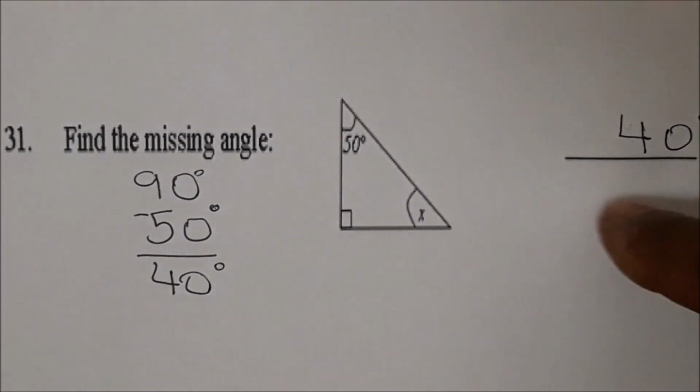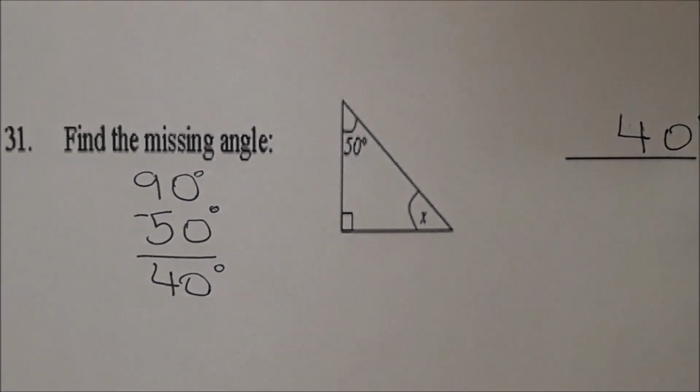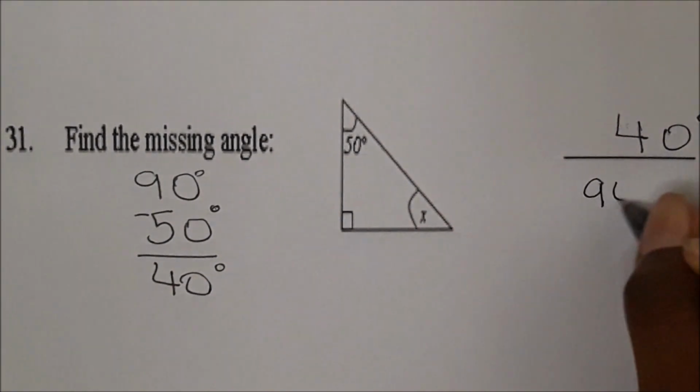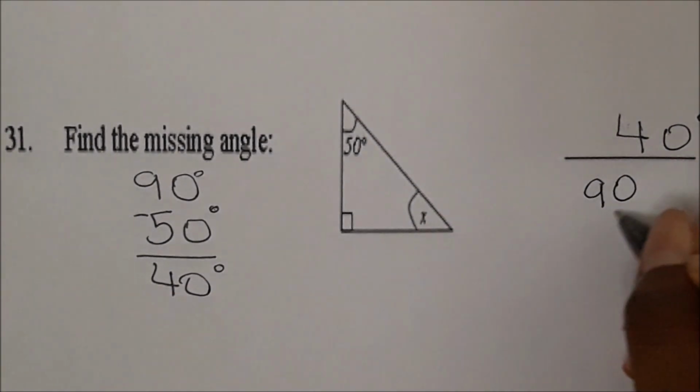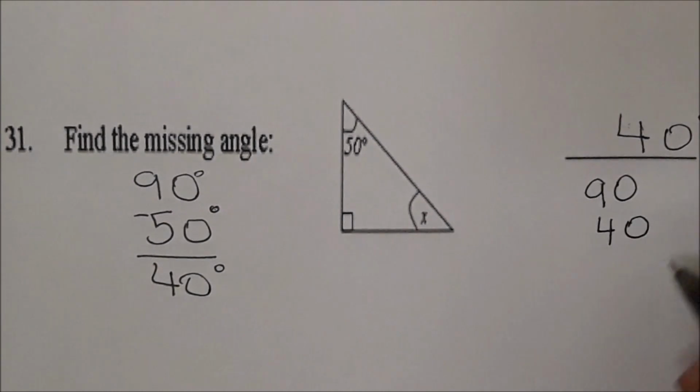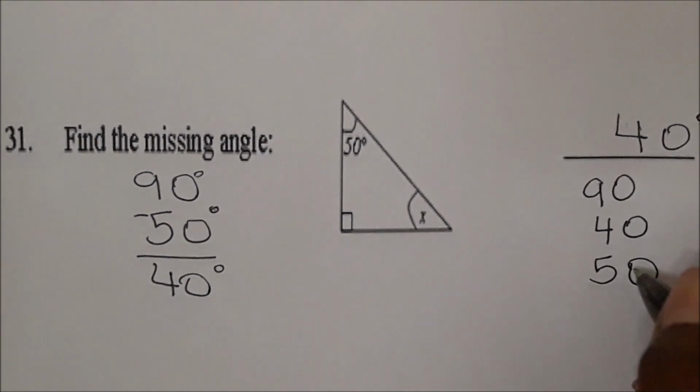Let's check it. So put 90, and then put 40 under it, and then put the 50. Add those three.